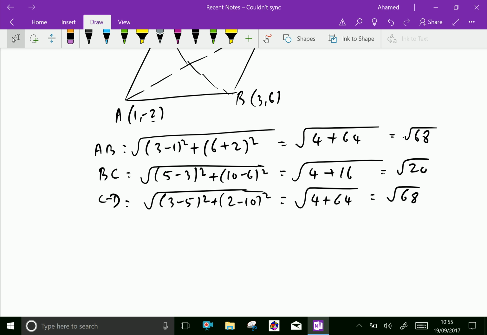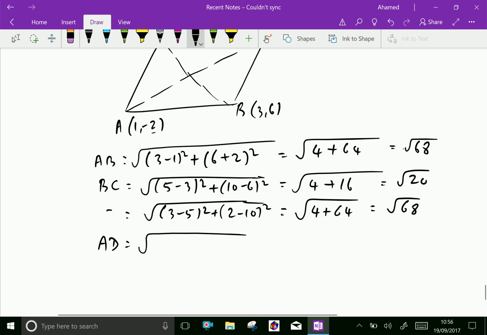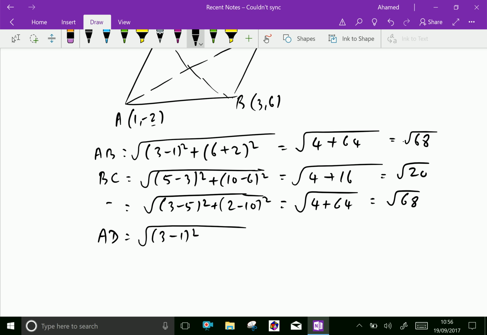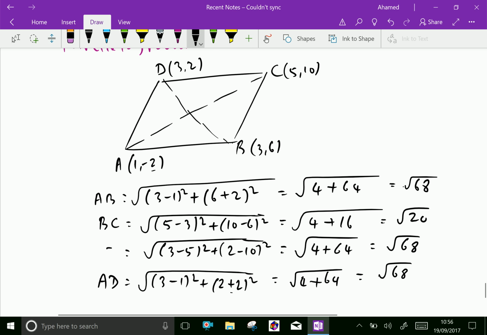Then AD equals square root of (3 minus 1) whole square plus (2 minus of minus 2, that is plus 2) whole square, which is equal to 3 minus 1 is 2, 2 square is 4, 2 plus 2 is 4, 4 square is 16, which gives root of 20. Also the diagonals.